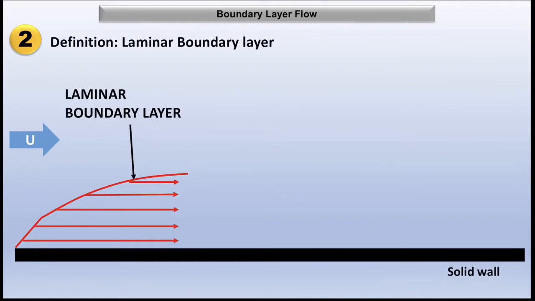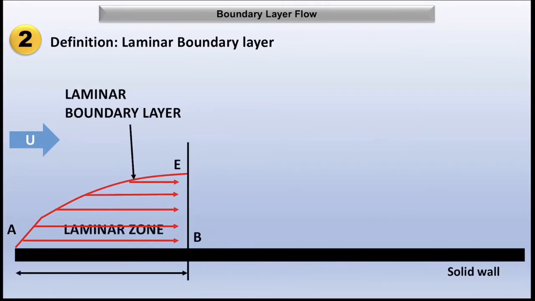We can see it is shown by AE. The length of the plate from the leading edge up to which a laminar boundary layer exists is called the laminar zone. This is shown by the distance AB.